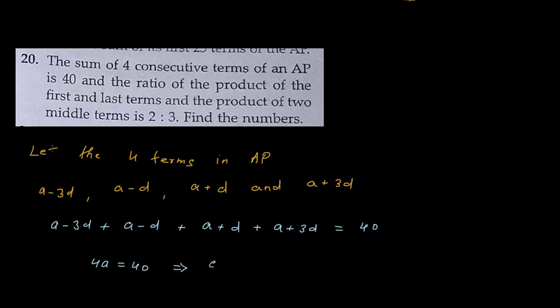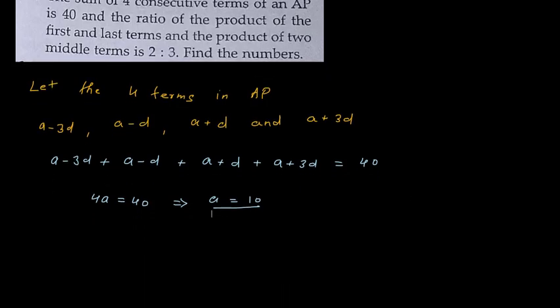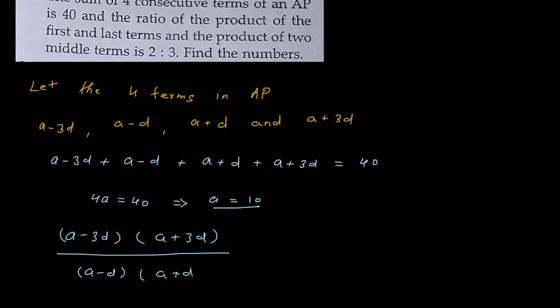This gives the value of a is equal to 10. The sum of 4 consecutive terms of an AP is 40, and the ratio of the product of the first and last term, that is a minus 3d into a plus 3d, divided by the product of the middle two terms, a minus d into a plus d, is given as 2 ratio 3.